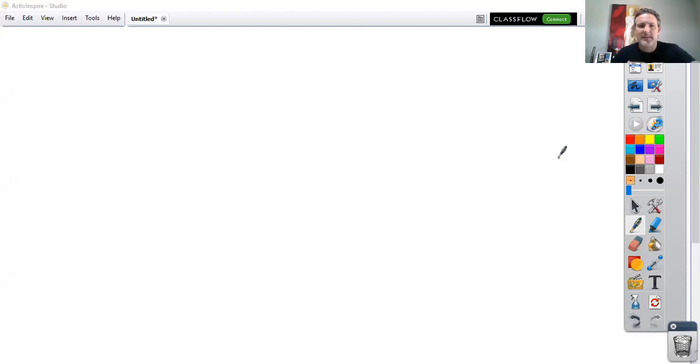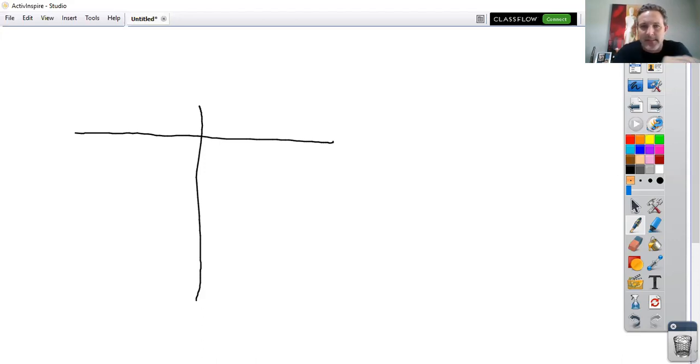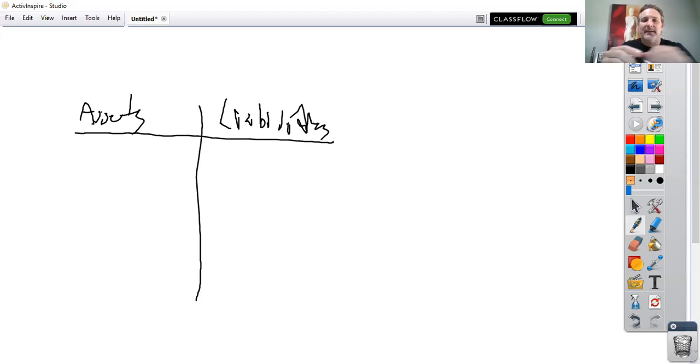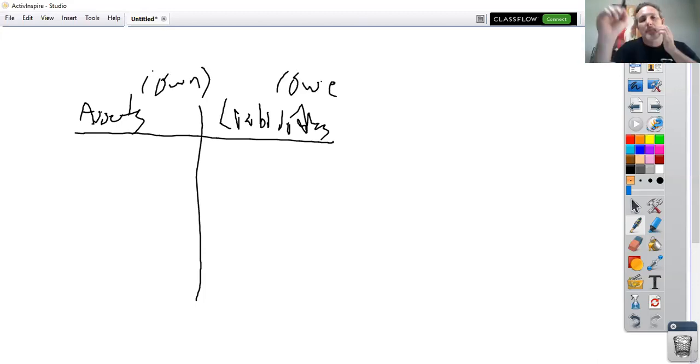Now, as you remember from my basic accounting video, and if you don't, you can look a couple back. First of all, we have a T account, because it looks like a T. On the left is always assets. On the right is always liabilities. An asset is anything you own. A liability is something you owe. You have to pay.